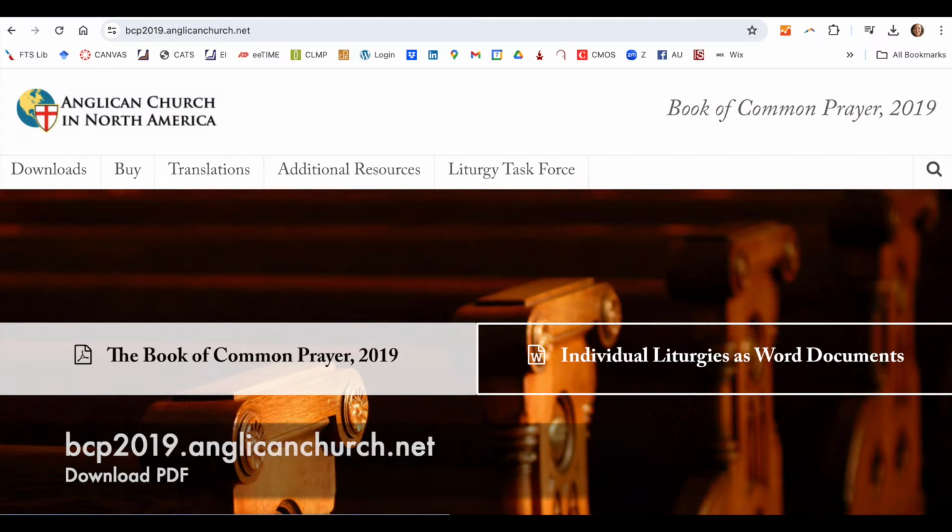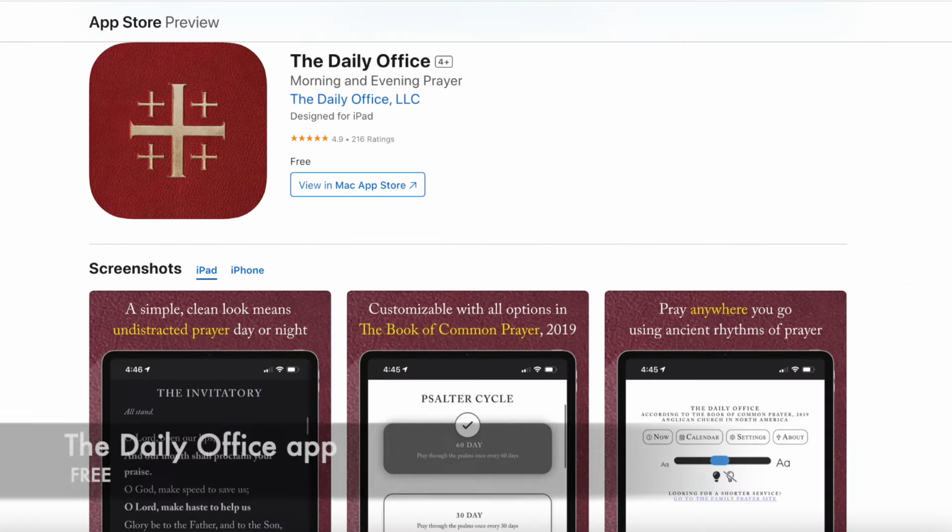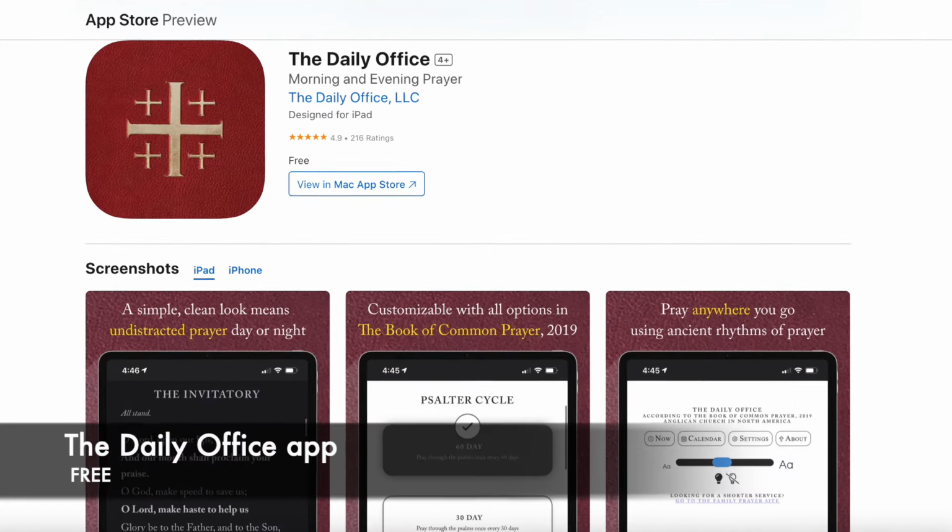So one other place to look, you can get a PDF of it online. Just look it up, 2019 ACNA BCP. It's a very long PDF, so it takes up a little space on your computer, but you can look that up if you want. And then there's also an app, Daily Office 2019.